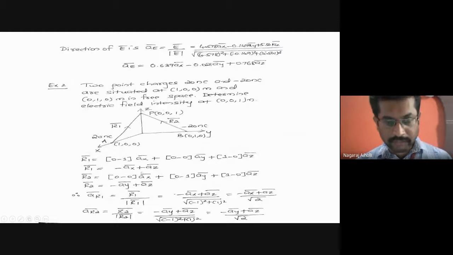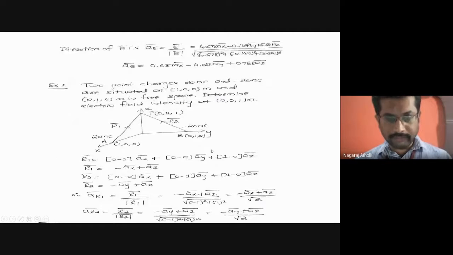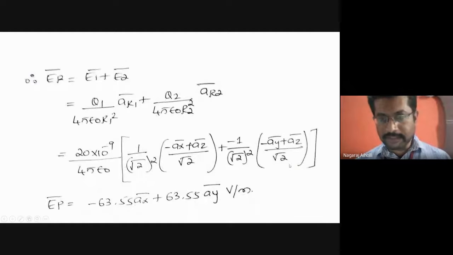Magnitude of R2 is how much? Magnitude of R2 vector, we have calculated here. It is root 2 only. We have not calculated it individually, but we calculated it in terms of the unit vector. So magnitude of R1 bar is root 2, magnitude of R2 bar is also root 2. The denominator in the unit vector equation is the magnitude. So substitute that minus 1 upon root 2 square into AR2 bar. AR2 bar is minus AY bar plus AZ bar divided by root 2.